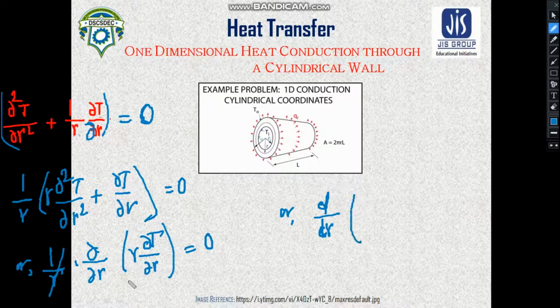Previously we were writing this equation in the partial differential format. Now we can write this in the general derivative format. So we can write d/dr of r dT/dr, which is equal to 0. So this is our primitive equation which we have observed for the one-dimensional steady-state heat conduction in cylindrical coordinates.